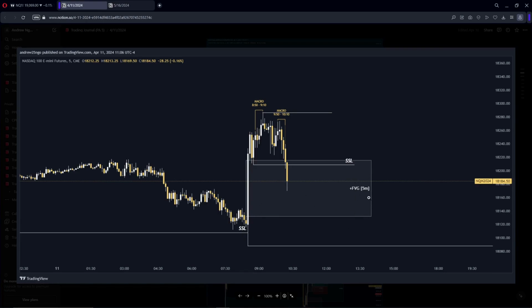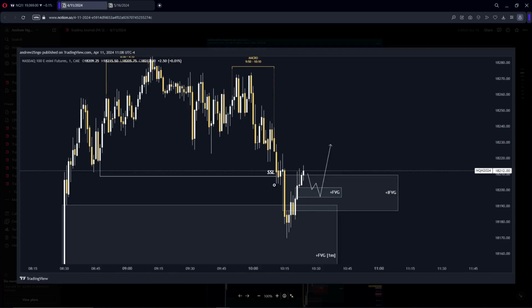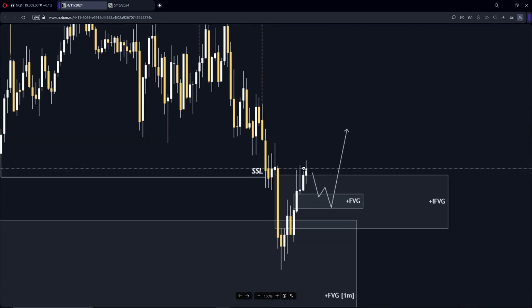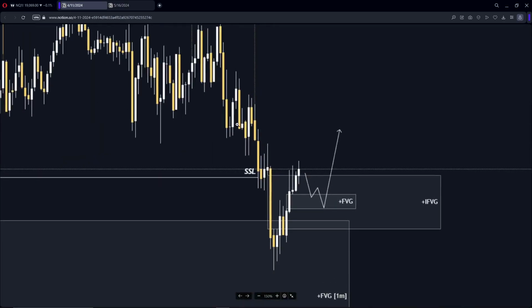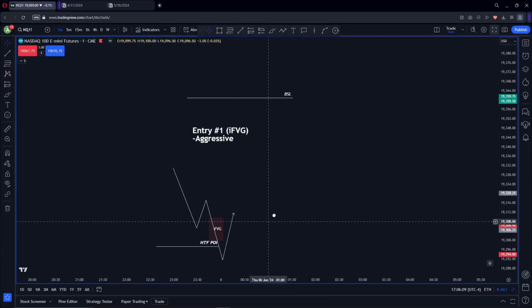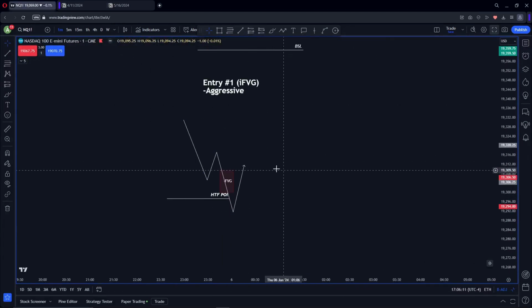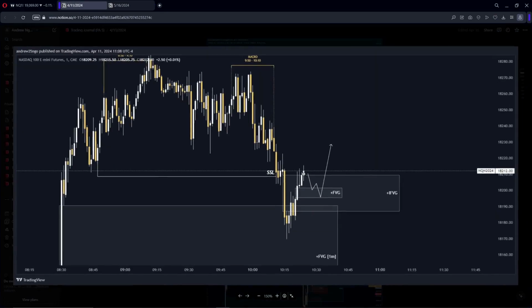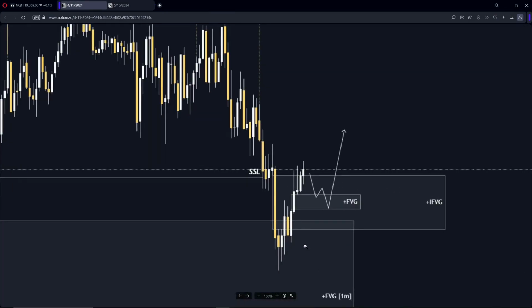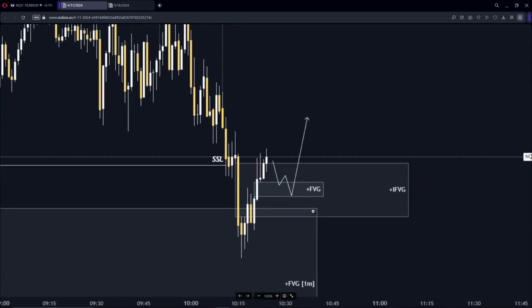So we enter this fair value gap, and I want to see some sort of confirmation. Look right here, we close above, and you could take that entry. That's totally fine. So this is the first entry, but I don't like the risk to reward on this, because my stop would be probably down here, which is a little bit too big for me.